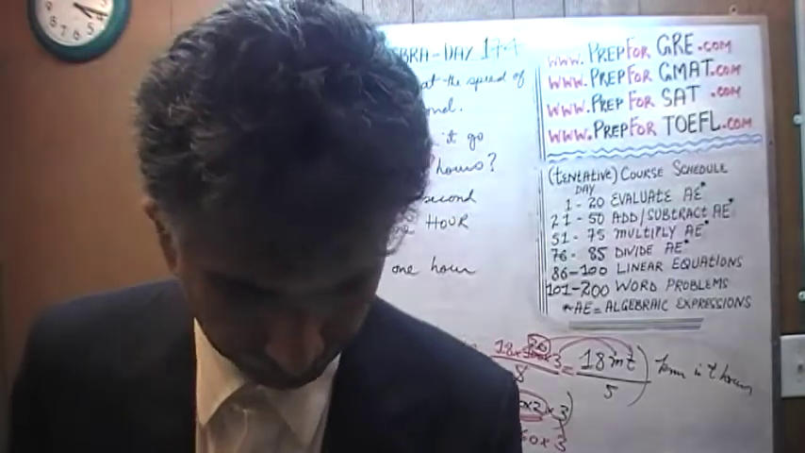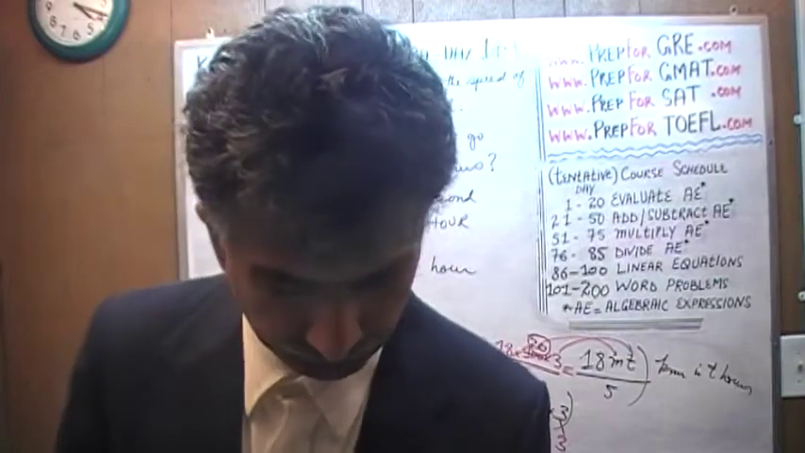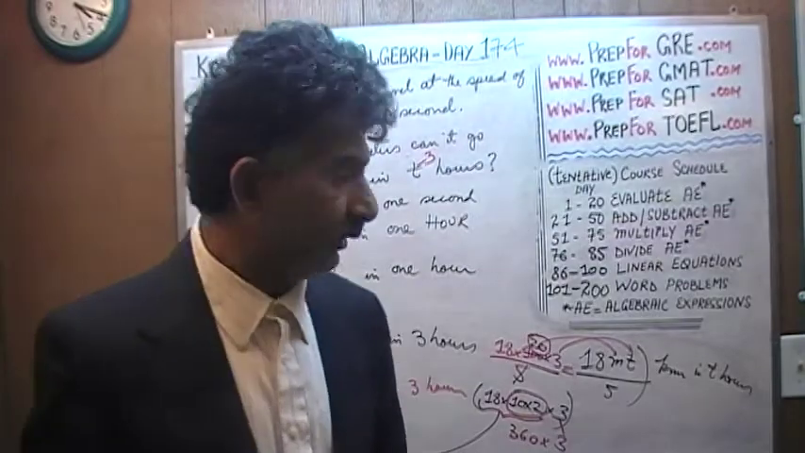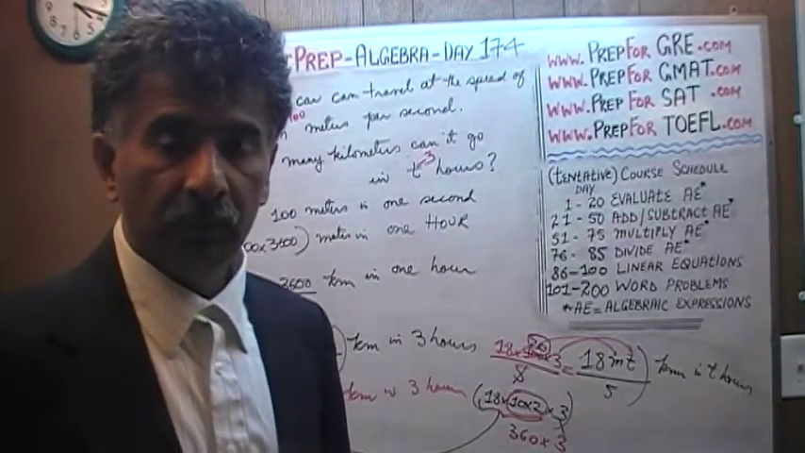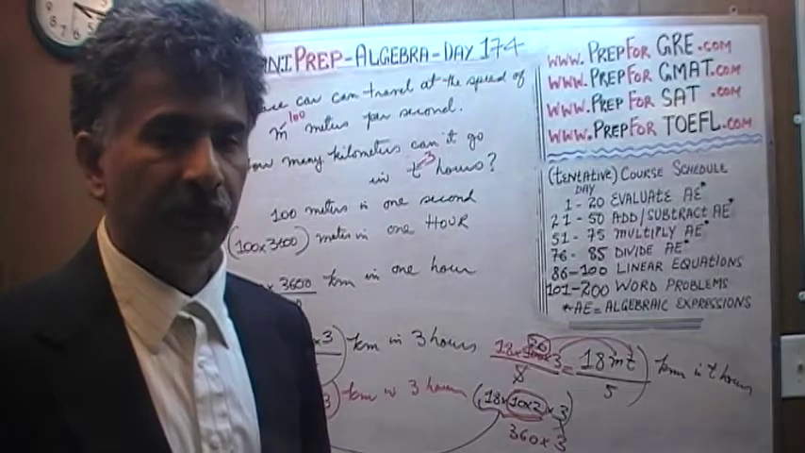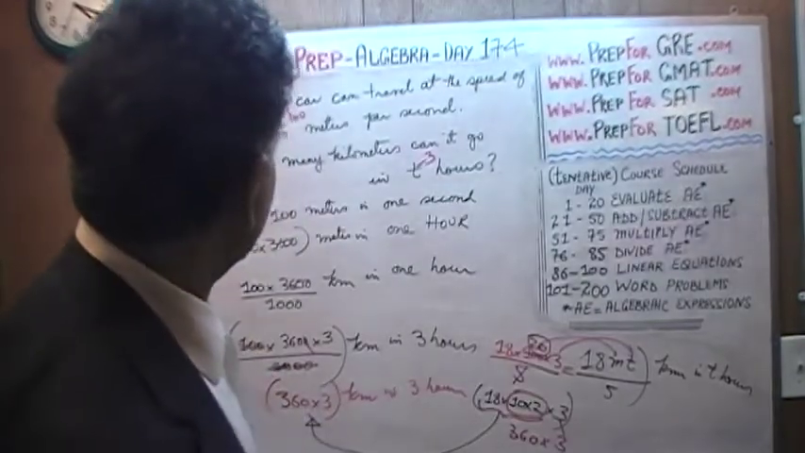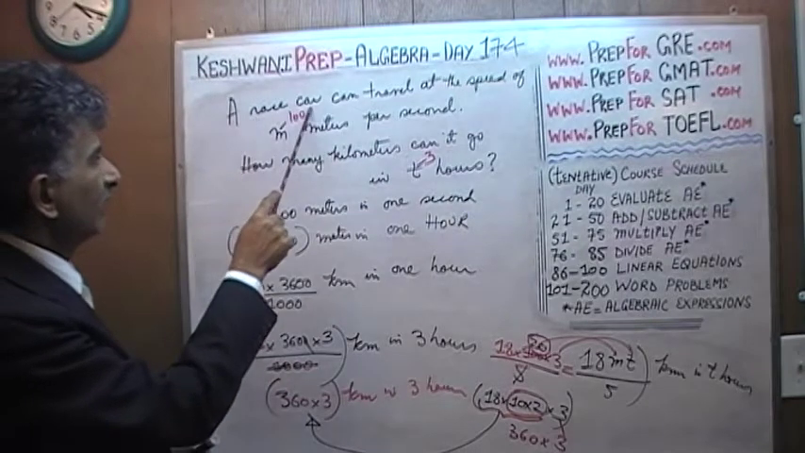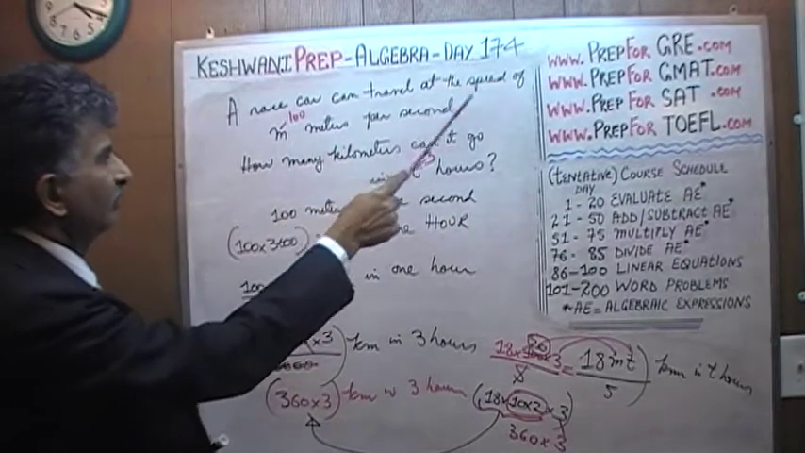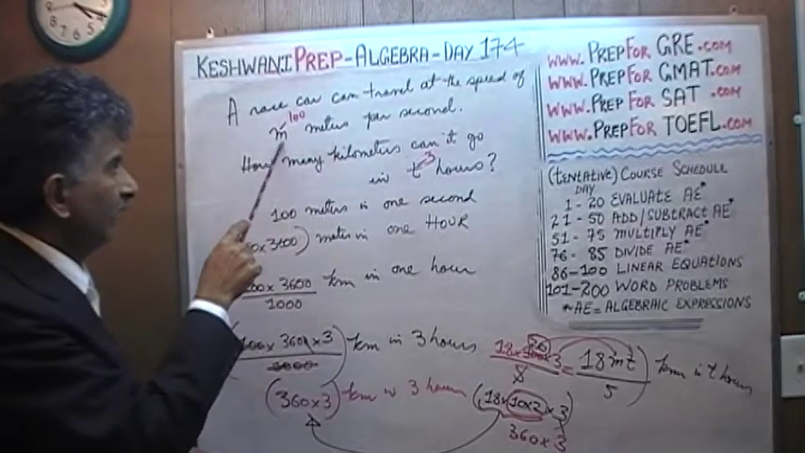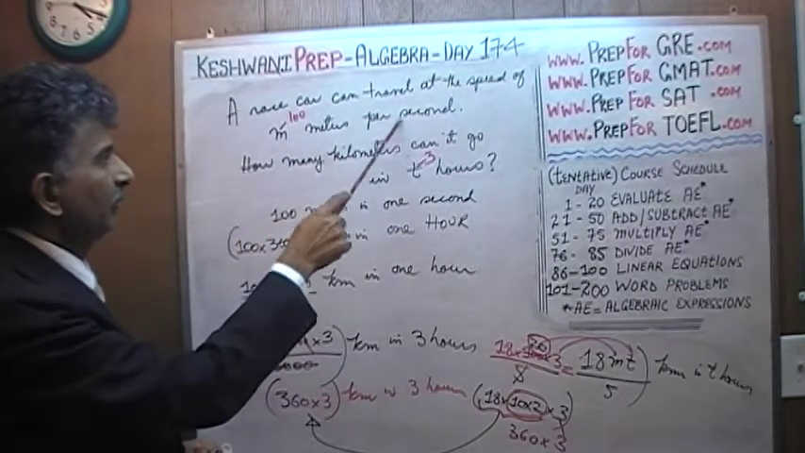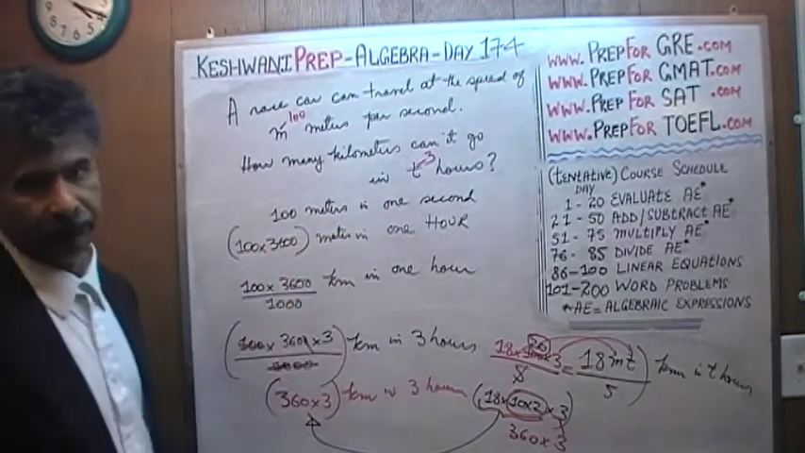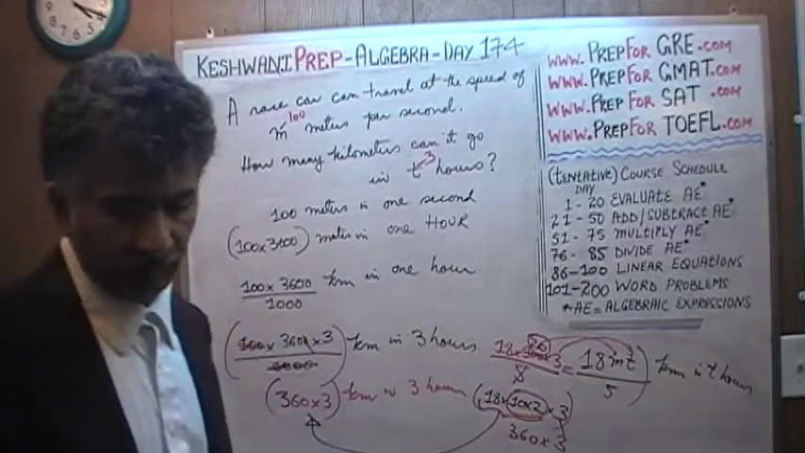That's all. We're done for today. Tomorrow we're going to do the exact same problem. Listen carefully. We're going to do the exact same problem tomorrow, but instead of using the metric system, we'll use the English system, where the problem will read something like this: a race car can travel at the speed of f feet per second. How many miles can it go in t hours? And we're going to do the exact same problem and see what happens.